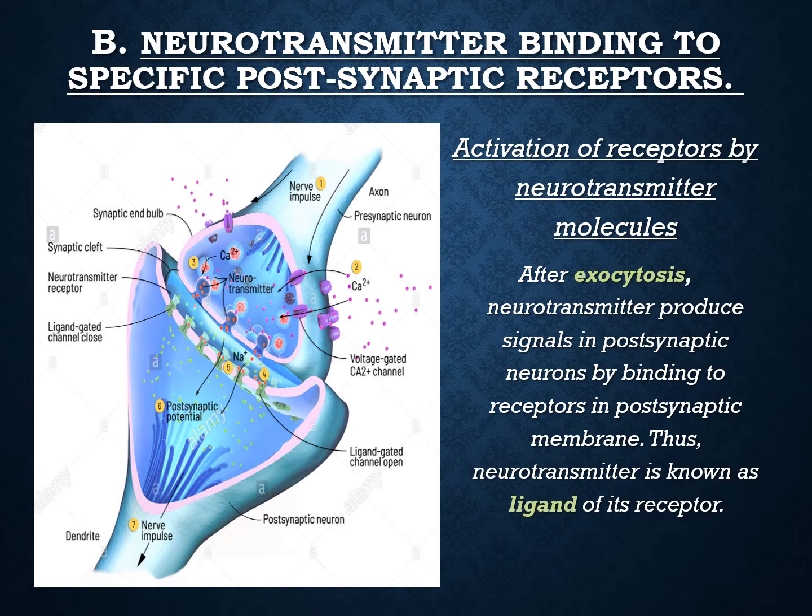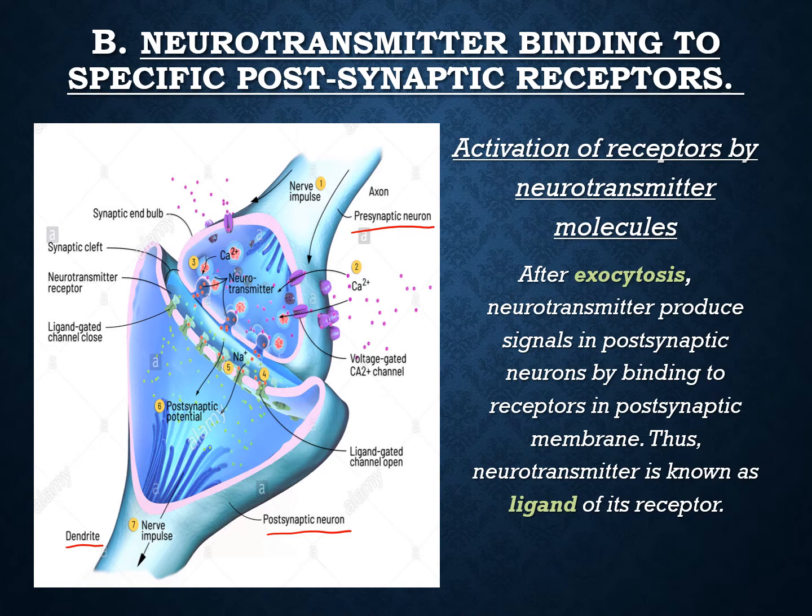So first, we are going to cover neurotransmitter binding to specific postsynaptic receptors. In this diagram, the presynaptic neuron and the postsynaptic neuron have been marked. Here is the dendrite of the postsynaptic neuron. The diagram always helps us to make clear sense of these topics. So, what happens over here?